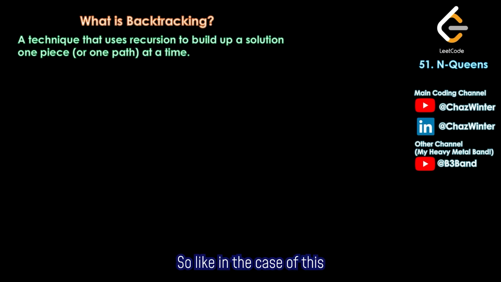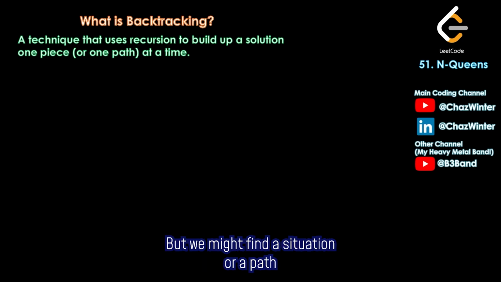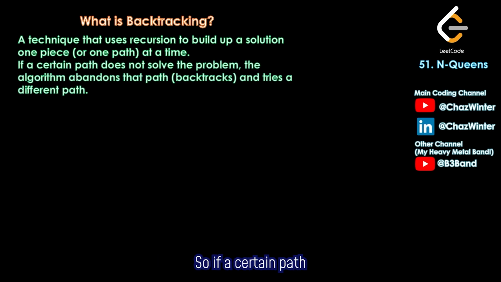So like in the case of this 10 queens problem, we are going to build up a solution that starts with one queen. We're going to then add another queen to our solution. And whenever we can successfully add a queen, we'll just move ahead to adding the next queen. But we might find a situation or a path where placing the next queen is not possible. So if a certain path does not solve the problem, the algorithm abandons that path, backtracks, and tries a different path. And so every time we successfully place a queen, we can move forward.